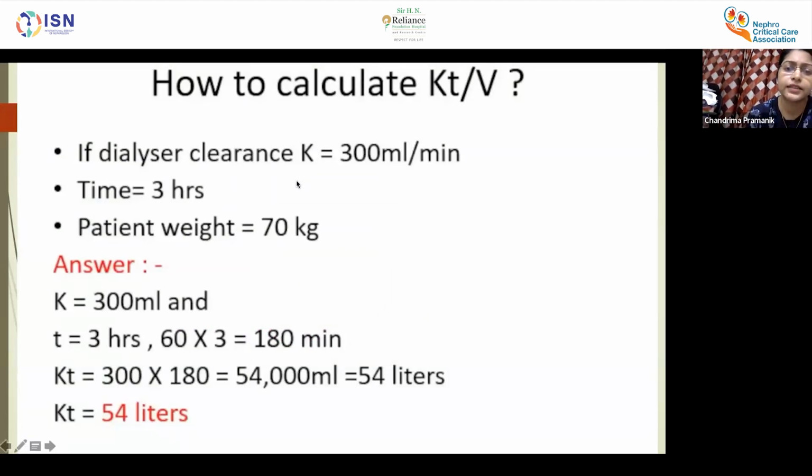So how do we calculate KT by V? If we consider the dialyzer clearance to be around 300 milliliter per minute, that is, K is equal to 300 milliliter per minute. Patient weight is 70 kg and time is 3 hours. Now this 3 hours we have to convert in minutes, so 3 hours is equivalent to 180 minutes. If we multiply K into T, it becomes 300 into 180, that is 54,000 milliliters or 54 liters. So this is the value of KT, 54 liters, and it is referred to as the intensity of dialysis.